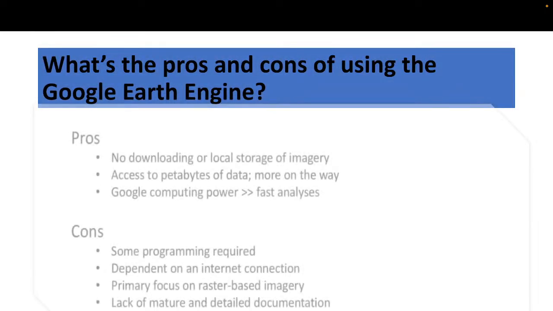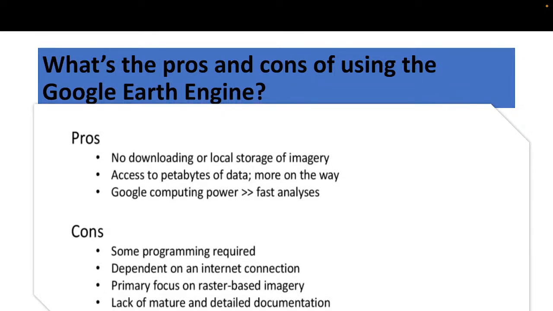And it also has some advantages and disadvantages, mainly pros and cons. So the first advantage is that when you are using the Google Earth Engine platform, you don't need to download any kind of satellite imagery. We can easily access all of the satellite imagery from Google Earth Engine. So that's why we don't need to download any satellite imagery. We can easily access Landsat, Sentinel, MODIS, or any other freely available remotely sensed data from the Google Earth Engine data catalog, and we can access 2 petabytes of data or more on the way. And computing power is very fast for analysis.